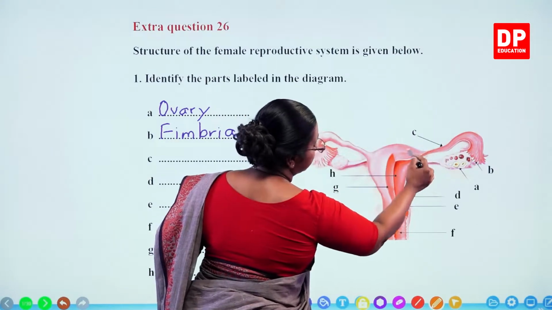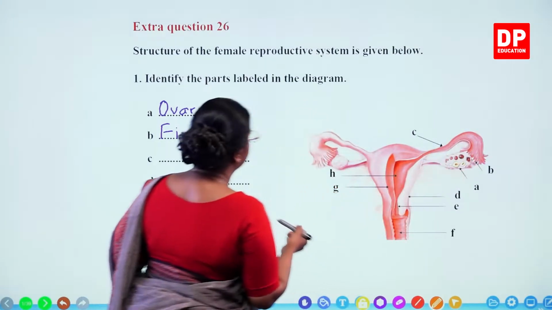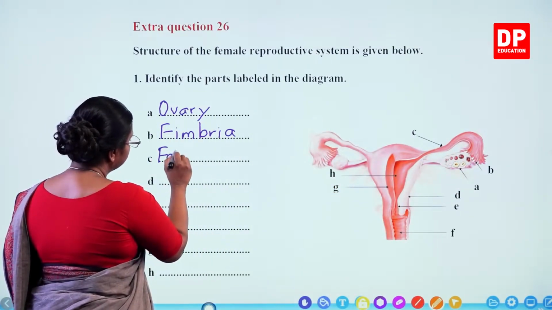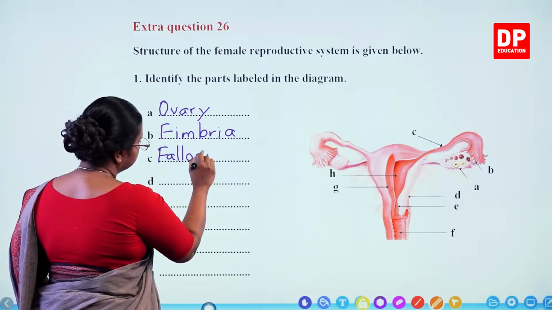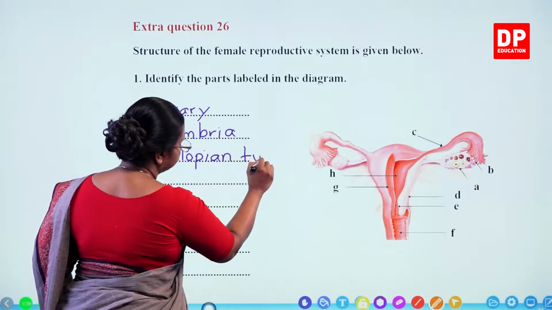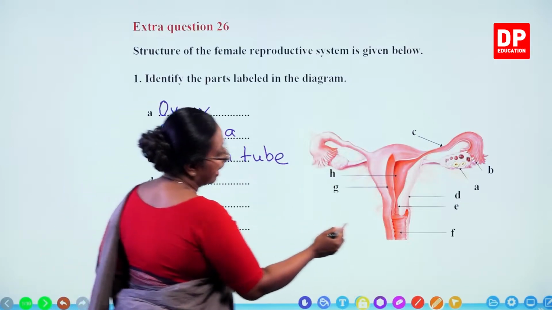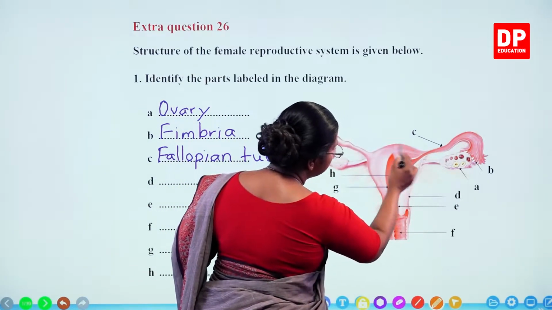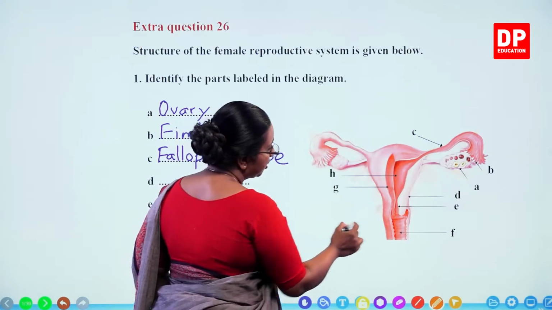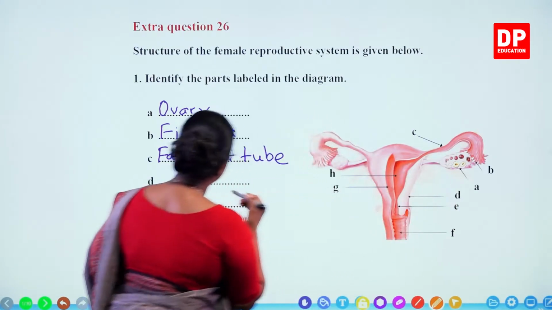Then what is C? So I told you all this is the fallopian tube. Fallopian tube. Then we have D. Now here you can see this part is the uterus. So uterus, D is uterus.